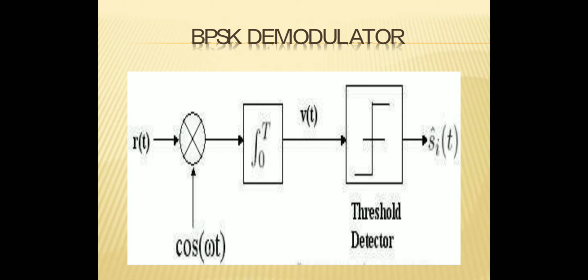We have a received signal and we have a local carrier generated also using PLL. We will integrate that and we will have a threshold detector. So that threshold will detect whether the amplitude is on the positive side or negative side. If on the positive side, logic 1 is detected. If on the negative side, logic 0 is detected.